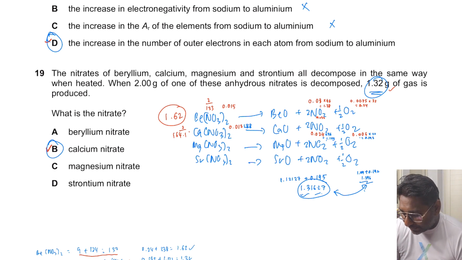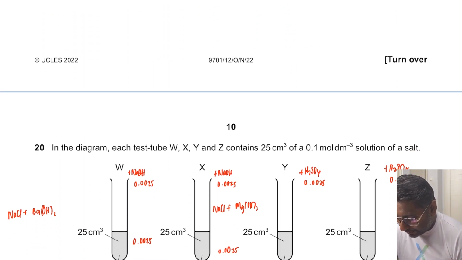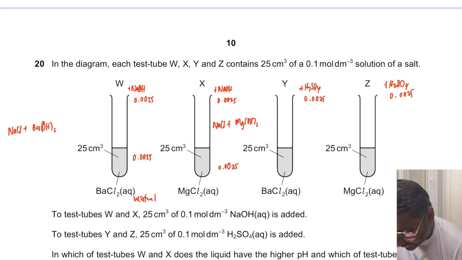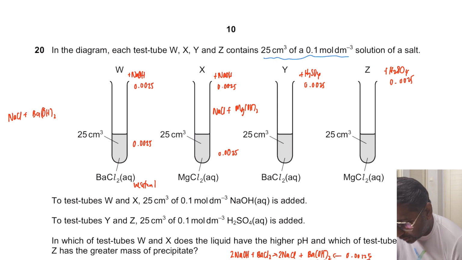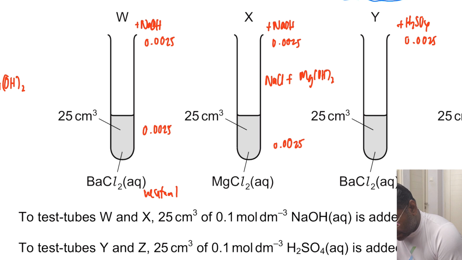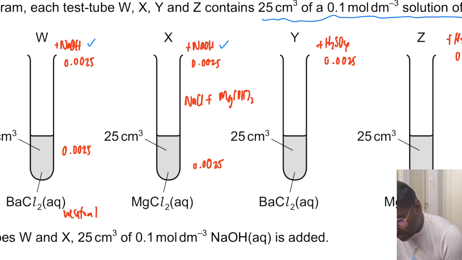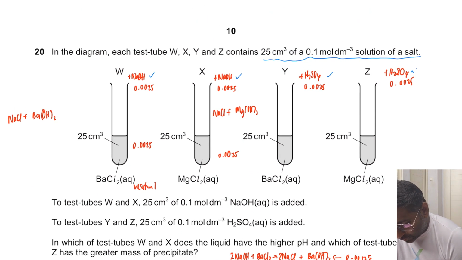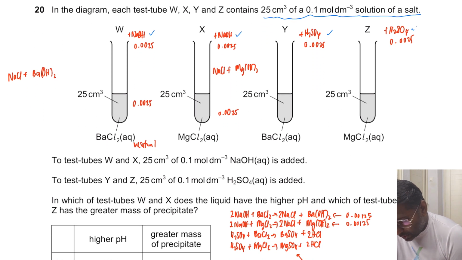Now let's move forward. So question number 20. In the diagram, each test tube contains 25 cm³ of 0.1 mol per dm³ solution of salt. They are added with sodium hydroxide, and then they are added with H2SO4. So I summarize over here. You add sodium hydroxide here, and then you add H2SO4 over here. If you calculate the number of moles, 0.1 times 25 divided by 1000, you will get this number of moles.